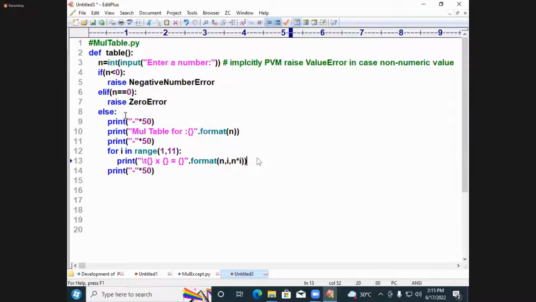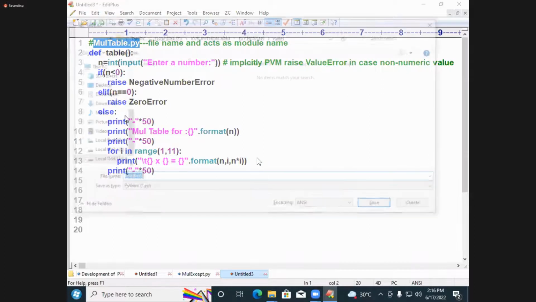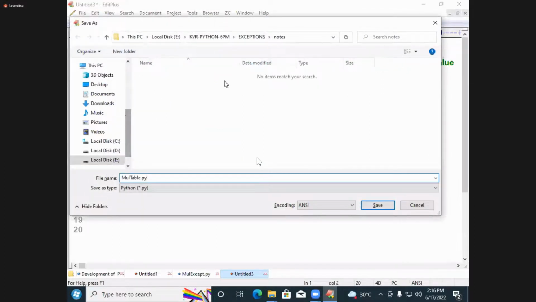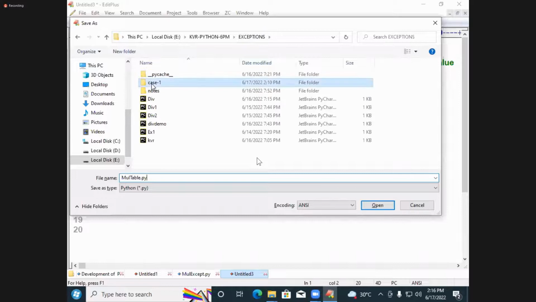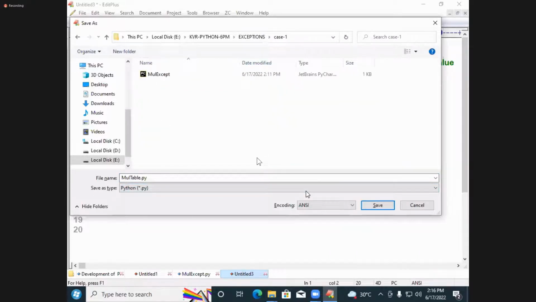Well, students, coming to next, this is called what? File name and access module name. Well, students, let us save this code. Now I'm going to say, under case 1 only, we are saying exception. Save this code and I will write the main program, right?